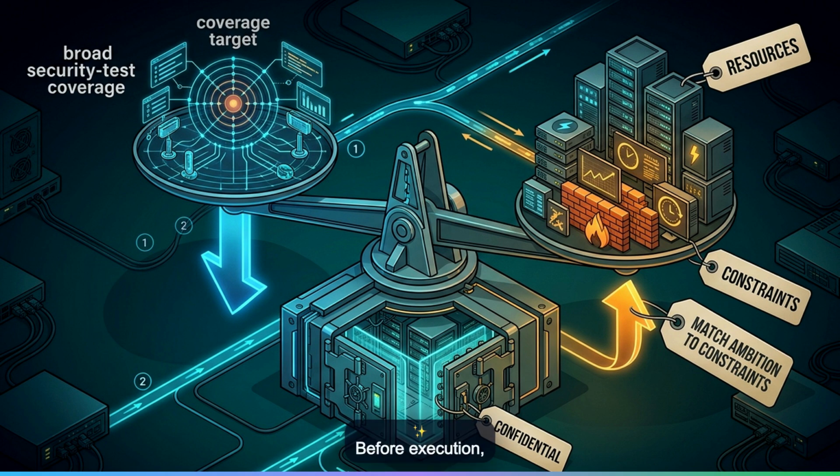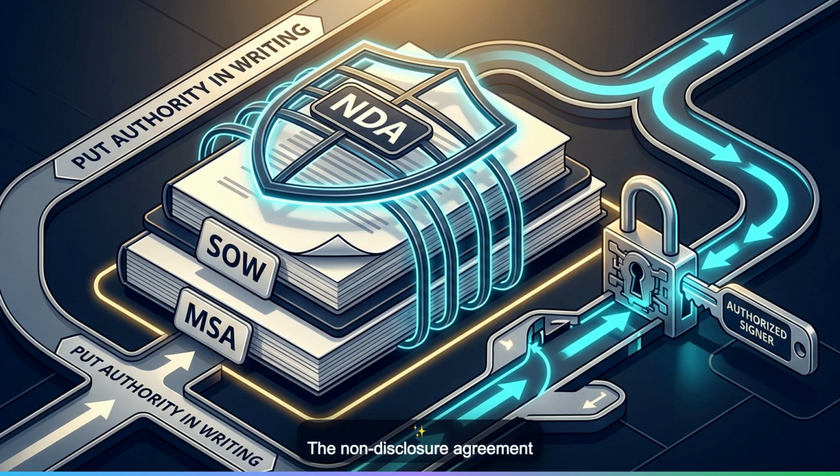Before execution, align the legal documents. The Master Service Agreement establishes the broader commercial relationship. The Statement of Work defines this engagement's scope, deliverables, schedule, and price. The Non-Disclosure Agreement protects sensitive information. These documents support the rules of engagement, but signatures matter. Verify that each organization used a person with actual signing authority. A friendly email is not a substitute.